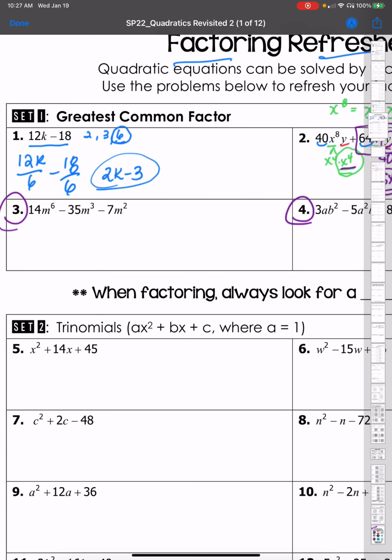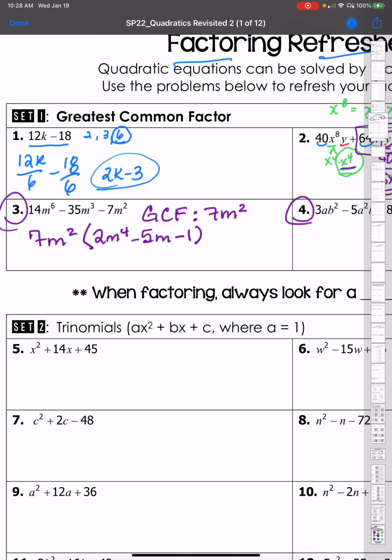Okay, so if you would have completed number 3 and number 4, your greatest common factor for number 3 is going to be 7m squared. And once you factor out your 7m squared, you should have been left with a trinomial: 2m to the 4th minus 5m minus 1.